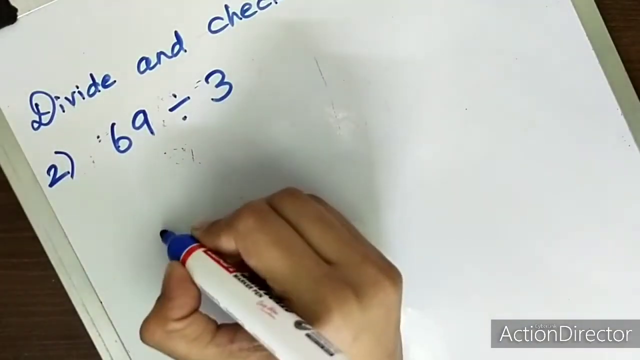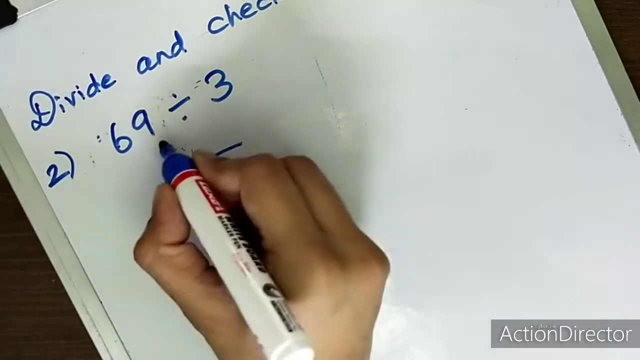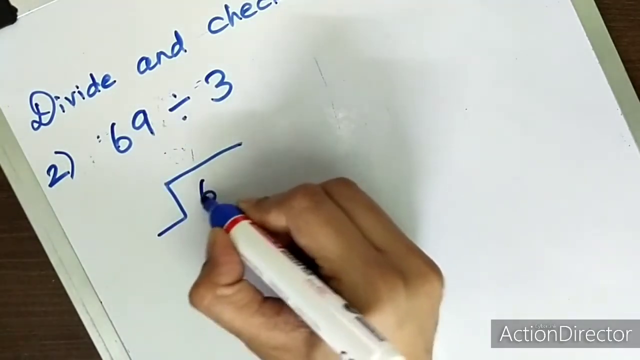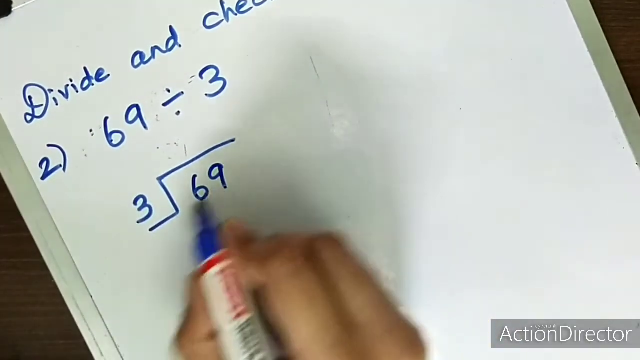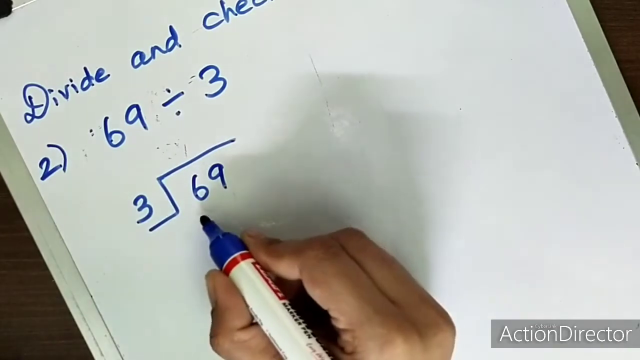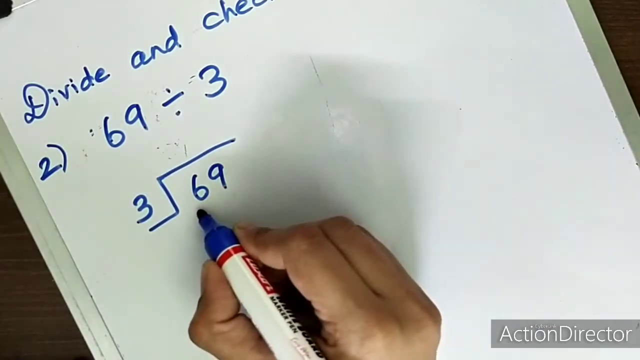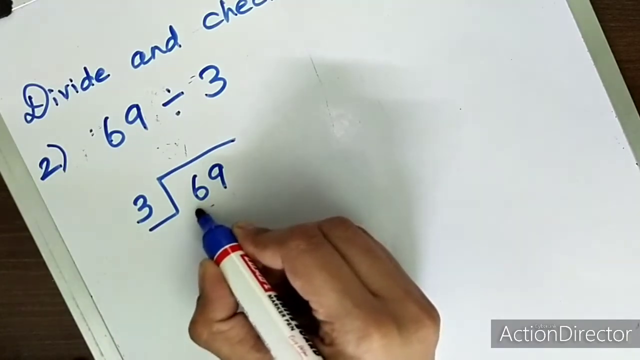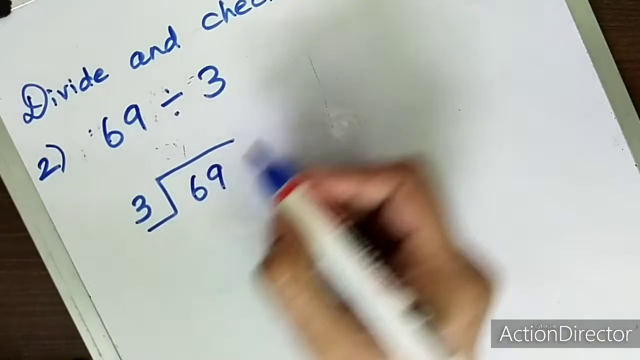So first we are going to divide. What is the dividend here? 69 is the dividend and 3 is the divisor. 69 divided by 3. So what tables are we going to use? 3 tables. 69 is a big number, so we'll take only the first digit, that is 6. 3 table, 6 will come.